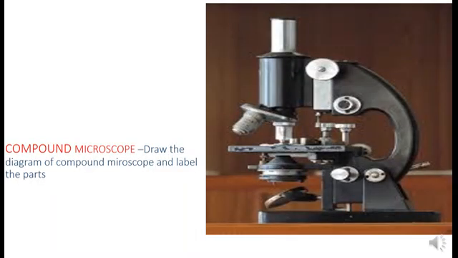Next, draw the diagram of a compound microscope and label the parts. These are the 2 questions. Apart from this, you have to answer all the questions of the exercise, that is page number 98 in your textbook. And a few important points related to the lesson will be sent in the form of a PDF. Apart from that, you have to answer all the exercise questions in your classwork.